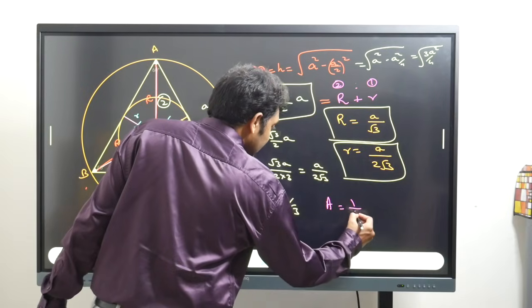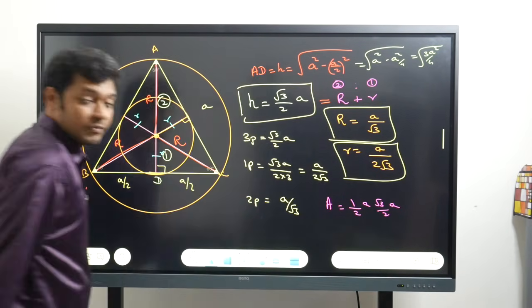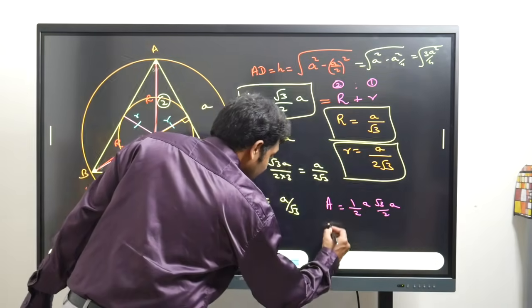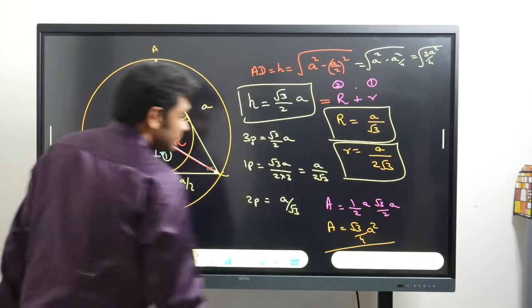So the area of an equilateral triangle is half base times height. The base is a, and the height is root 3 by 2 a. Am I right? Half base into height. Therefore, the area of an equilateral triangle is root 3 by 4 a square.